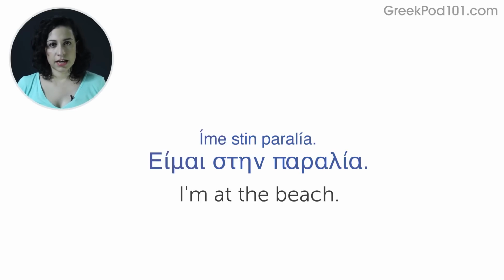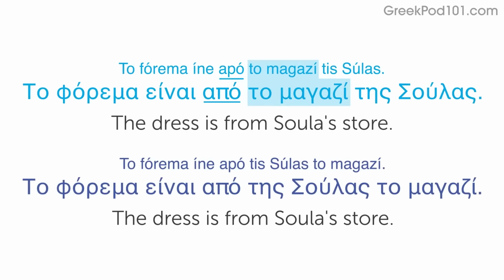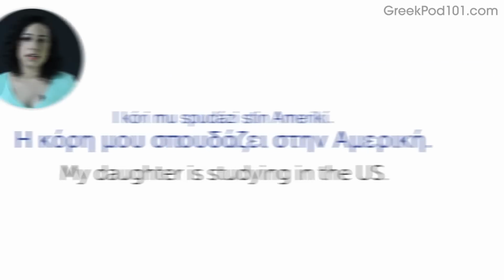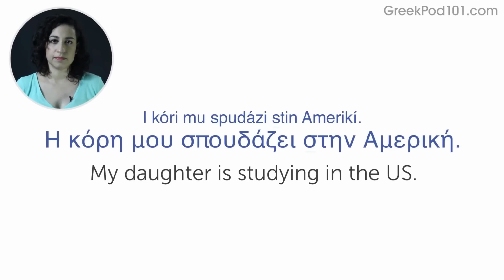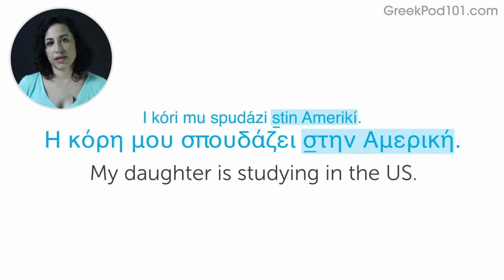Note that sometimes other words might come between the preposition and the word it defines. For example, το φόρεμα είναι από το μαγαζί της Σούλας. The dress is from Sula's store. But changing the word order, we might get το φόρεμα είναι από τη Σούλα στο μαγαζί. So don't get confused. The prepositional phrase here is από plus το μαγαζί, although της Σούλας in genitive comes in between. Here are some more sample sentences. Η κόρη μου σπουδάζει στην Αμερική.